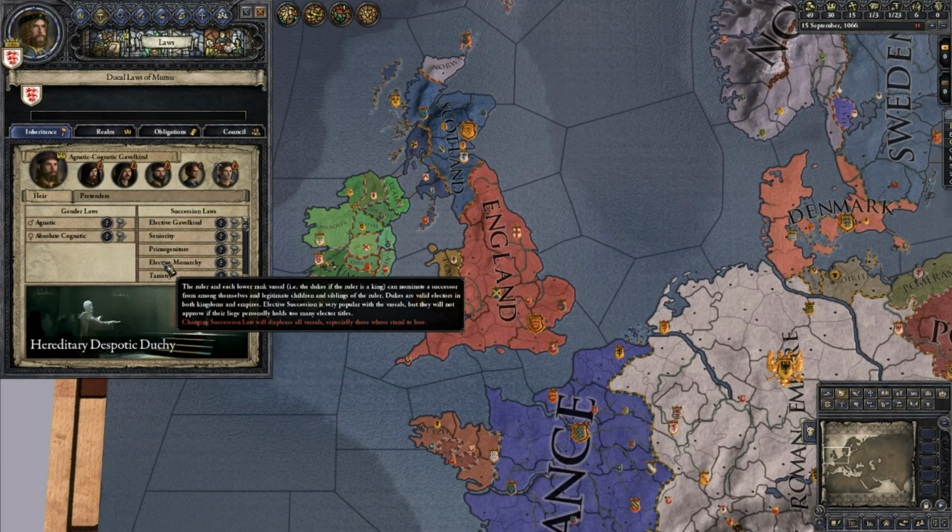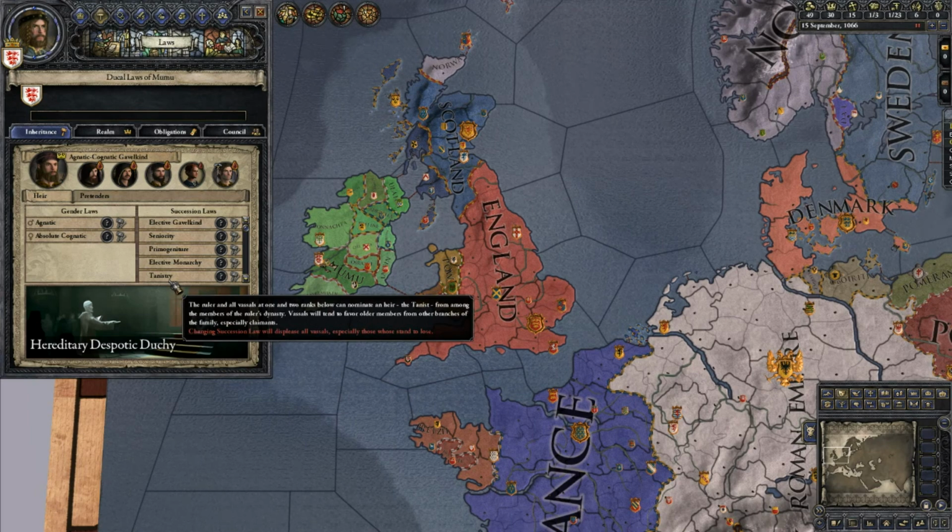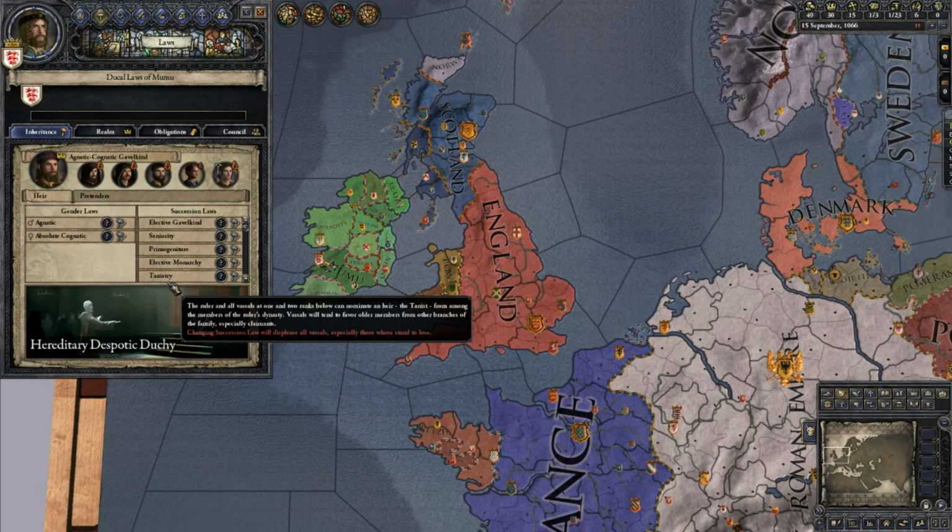Finally, there's Tanistry, which is, by the way, really only exclusive to the Irish cultures, I think. I'm not sure. It's the ruler and all vassals at 1 or 2 ranks below can nominate an heir, the Tanist, from among members of the ruling dynasty. Vassals will tend to favor older members from other branches of the family, especially claimants. So basically, if you're part of the dynasty, you might inherit, especially if you're older. It's a way to keep relatively stable people on the throne, but it gets confusing because you don't necessarily play as your child, which is just the thing.